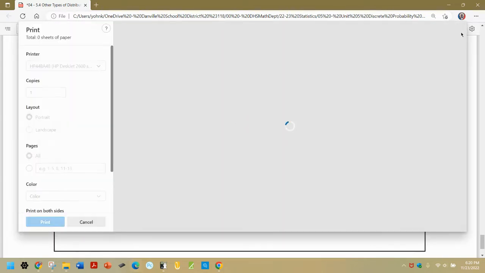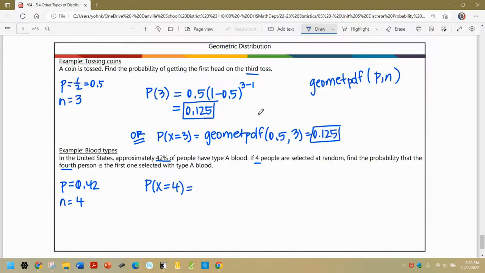Oh, my bad. Oh, I want the eraser. This should be an N, and this should be an N. Okay, here we go. N equals N. All right, so the formula says I take my p-value, which is 0.42. I multiply by 1 minus my p-value, and I raise it to the N, which is 4 minus 1 power. If I do this, my probability is 0.082.